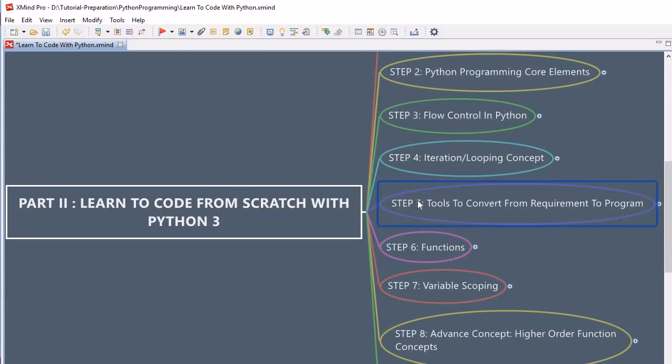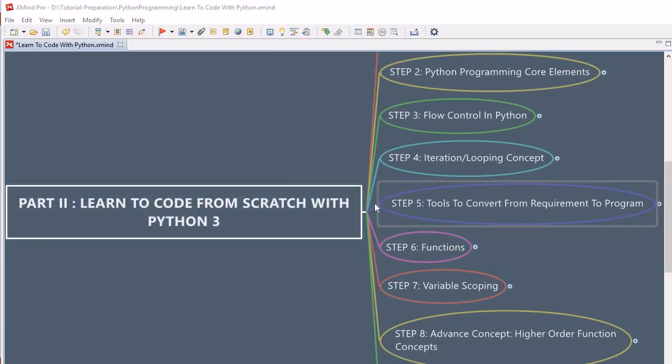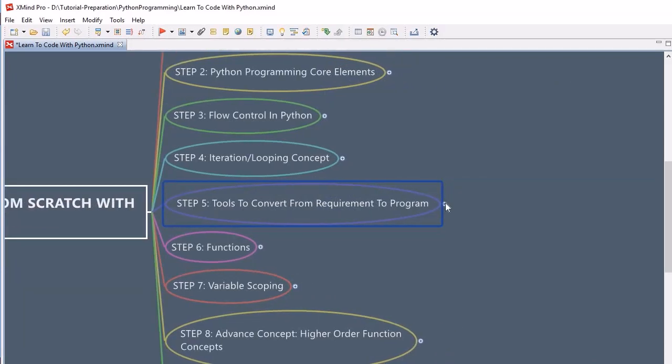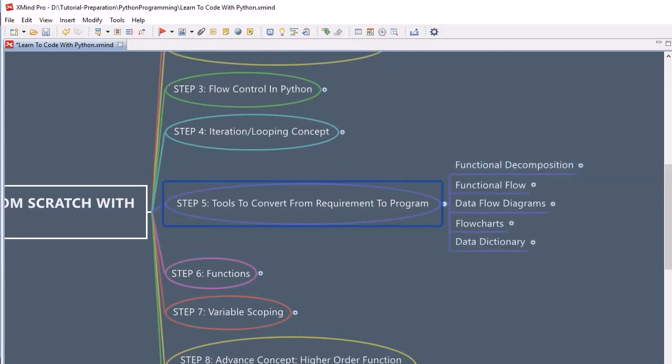Now this session is going to be more of a theoretical session, because from this session onwards you are going to write programs in a structured manner, so you need a tool which will help us convert the requirement into a program. These are the tools which fall into the system analysis and design method. So let's look into the tools which will help us design a requirement into a program. These are the tools we are going to use whenever we are writing a program.